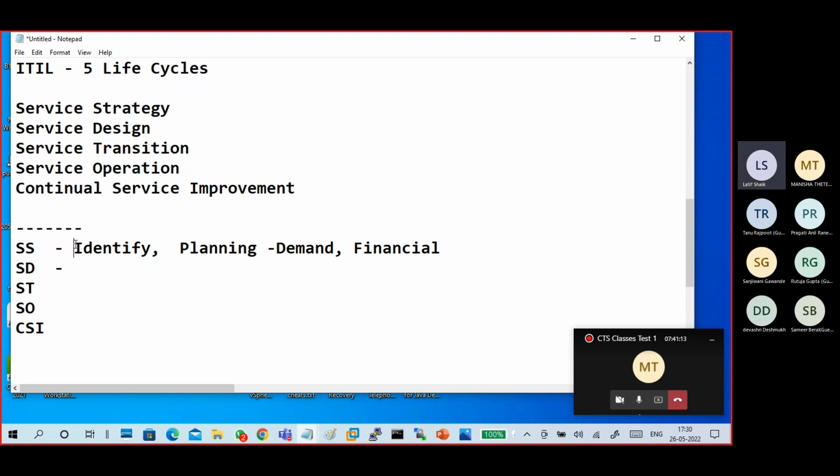So guys, understand what is service strategy. What is the meaning of strategy? When you start a business, you must know what the business is, identify the type of users, demand, financial things, everything, and how to start the business, the point of success. Everything you have to think before you step in. So that is planning.